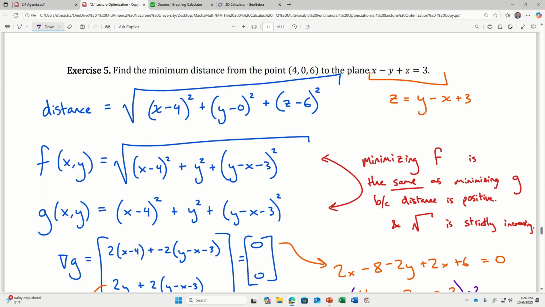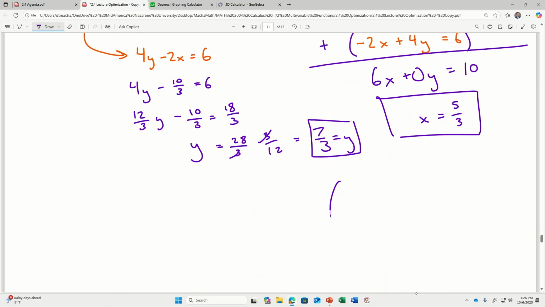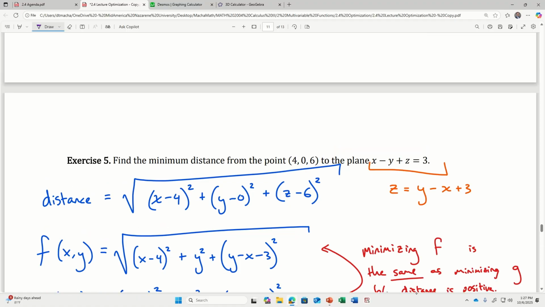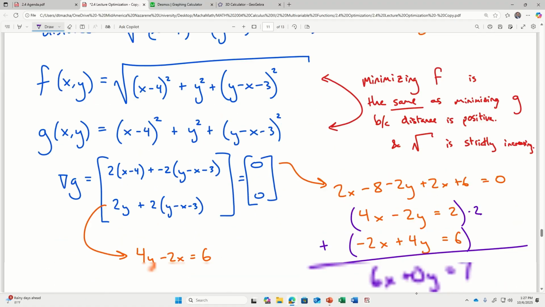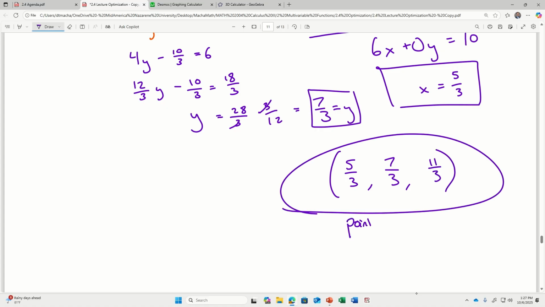So the minimum happens at the point where x is 5/3, y is 7/3, and z is y minus x plus 3. So y minus x is 2/3. 2/3 plus 3 is 11/3. And so that's the point on the plane closest to 406.